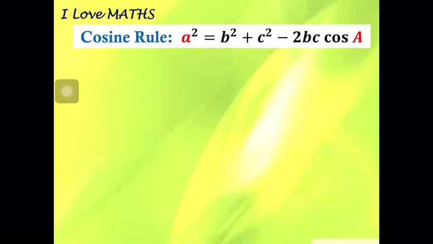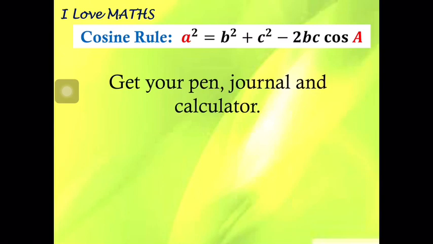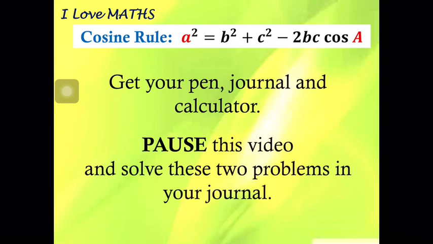So when to use the cosine rule? First, if there is a given angle which is between the two given sides, or if there are 3 sides given. Now get your pen, journal, and calculator, and it's time for you to try the 2 problems. Pause this video and solve these 2 problems in your journal.